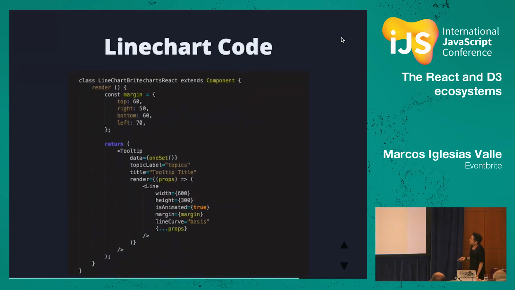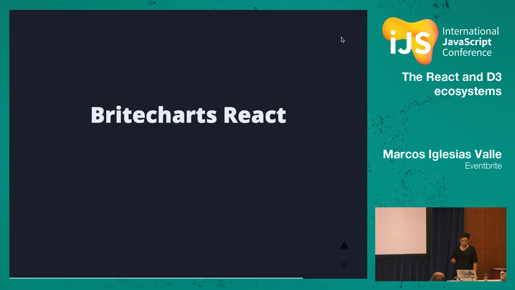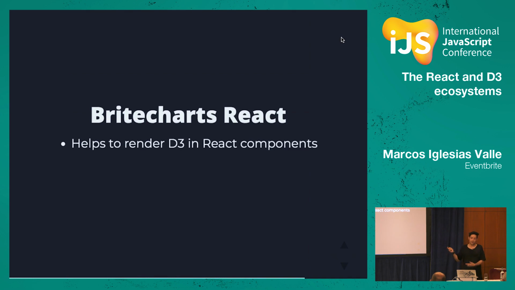The code abstraction level is kind of high. Here you see a line chart with a tooltip. We're using render props to render the line. The abstraction level is kind of mid-high, I would say. I can't really be objective about Britecharts React. I would say, oh, this is the best, but, well, probably not.